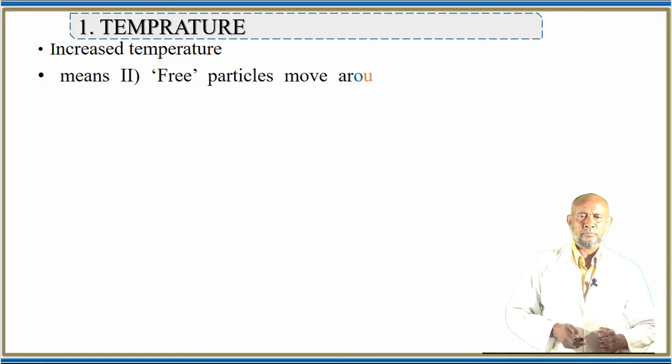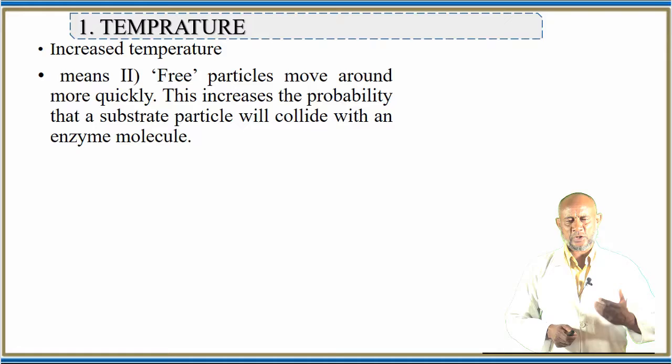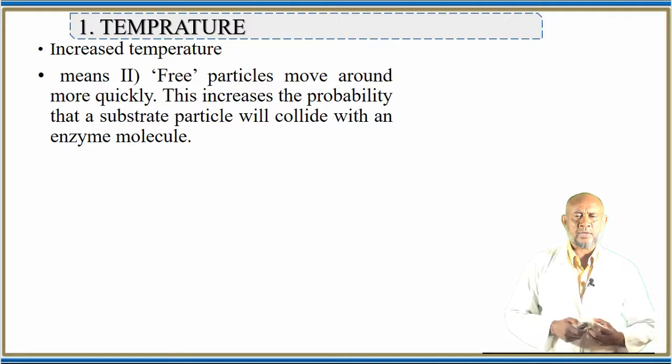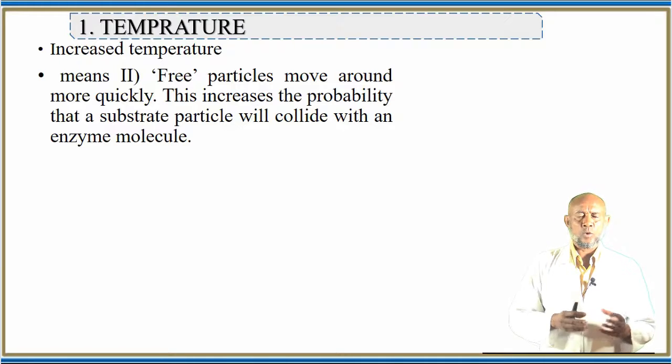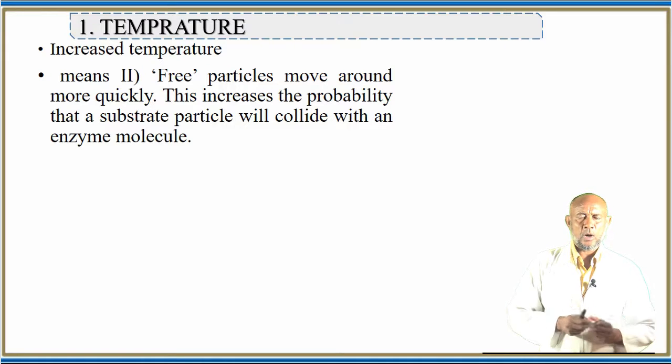Increasing temperature means free particles move around more quickly. When the temperature is increased, the molecules move a lot. This increases the probability that a substrate particle will collide with an enzyme molecule. That collision produces a reaction. The molecules will vibrate when they get temperature. When the temperature is raised, the molecules start to vibrate and collide together to form a product.